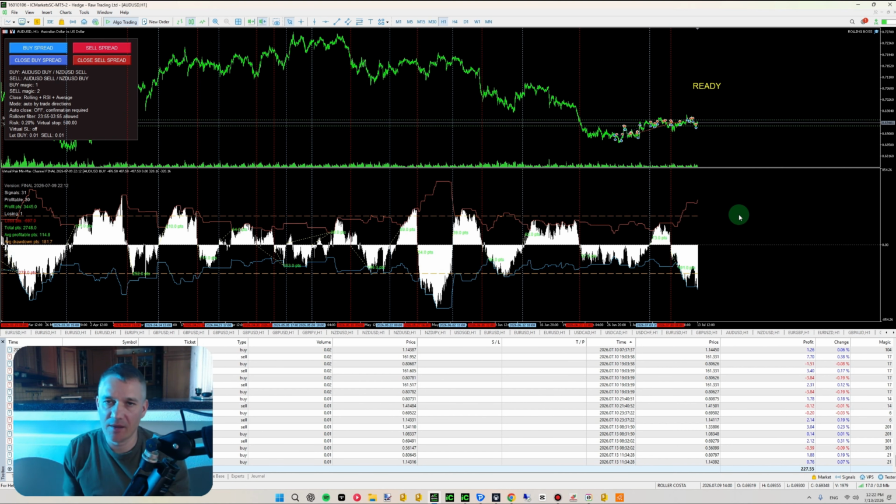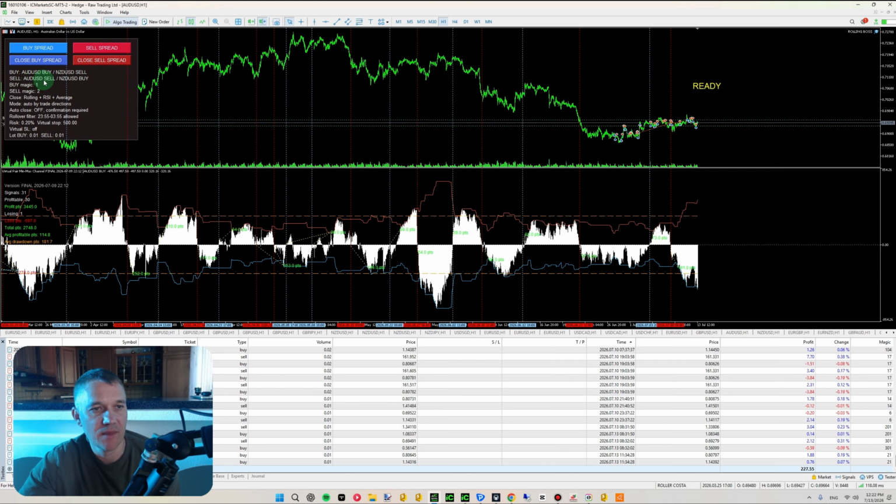The spread between the quotes of the two currency pairs starts to widen, and I pressed sell spread, and two trades are opened at once. Let's say if it's a sell spread, it's the Australian dollar against the USD and the New Zealand dollar against the USD.